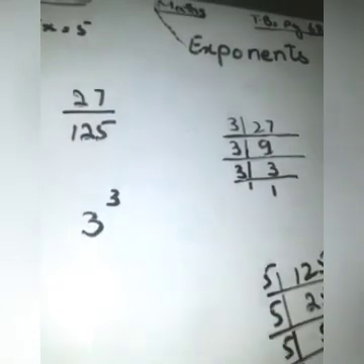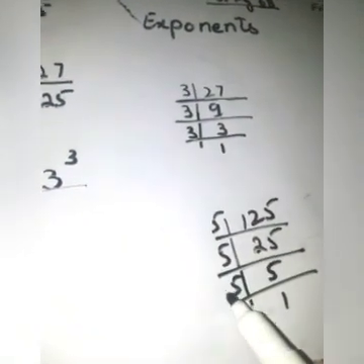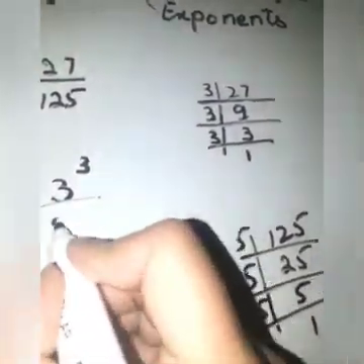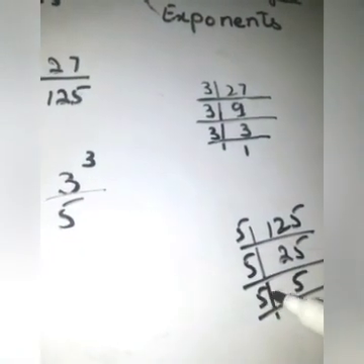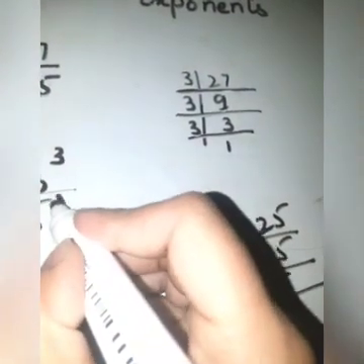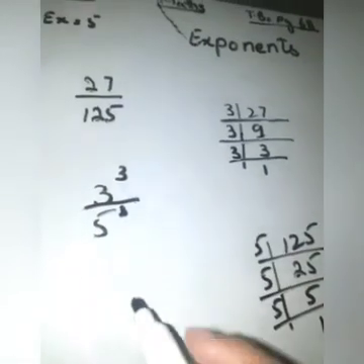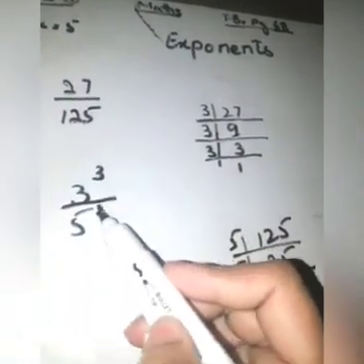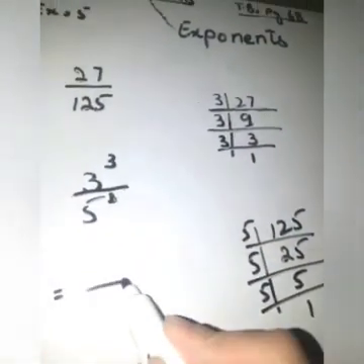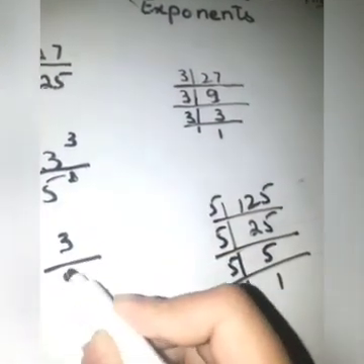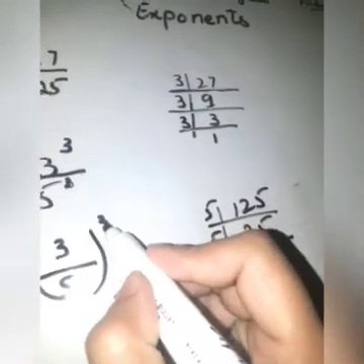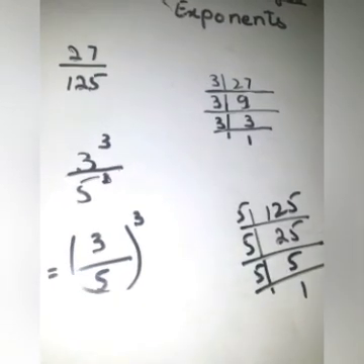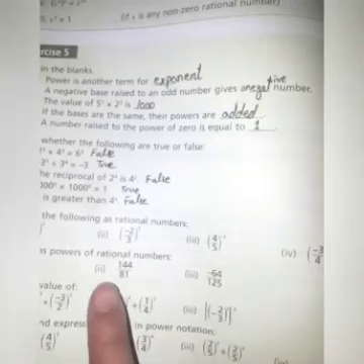You can write like this. Then 5 also has the power 3, 1 2 3, so it can also be written like 5 power 3. When you have both values in the power 3, you can write this like 3 over 5 bracket 3. Now you have the part 2 and the part 3.